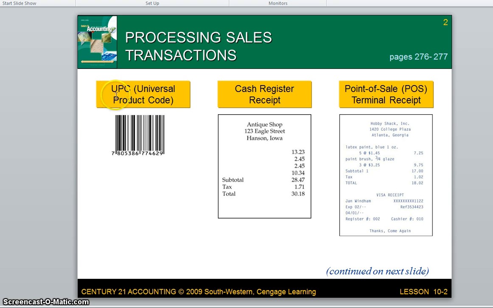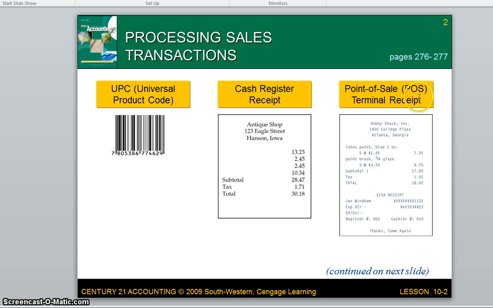Anytime you buy something, a product usually has a UPC, a Universal Product Code, a barcode that they use to scan the item to ring in the sale. You've all probably seen a cash register receipt at some point: the name of the company, the place you bought some items, the items listed, the amounts, the subtotal, tax, and the total amount you paid.